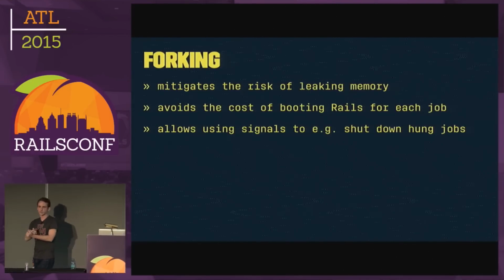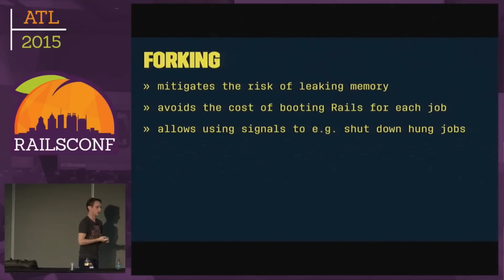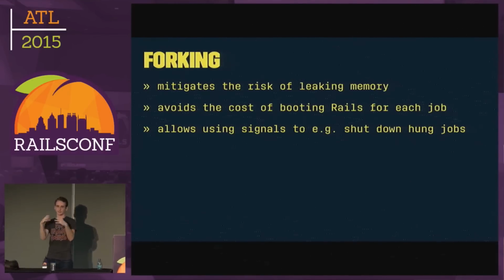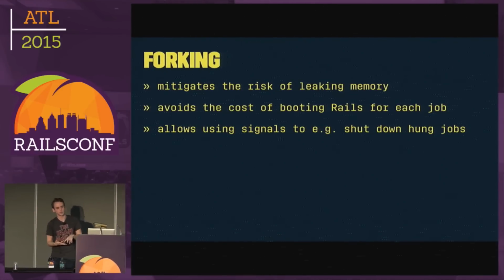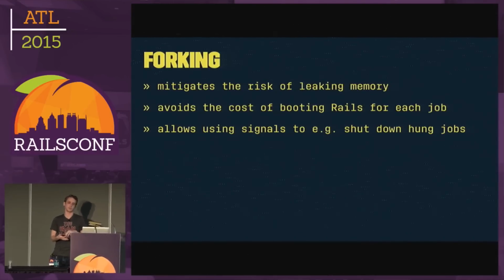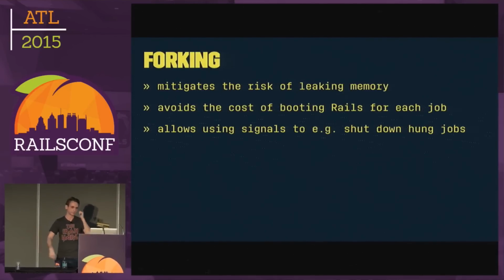So really, forking gets you three big things there. It mitigates the risk of leaking memory. If your jobs do something bad, that's okay because they're going to run in a child process that, when it's done, exits and cleans up after itself regardless. You avoid the cost of booting Rails for each job, because the forked process gets a copy of its parent's memory. And because that parent process isn't doing much other than sitting there, it should be responsive and shouldn't hang, and you should always be able to reliably send signals to the parent process to do things like shut down the child if the child is misbehaving.